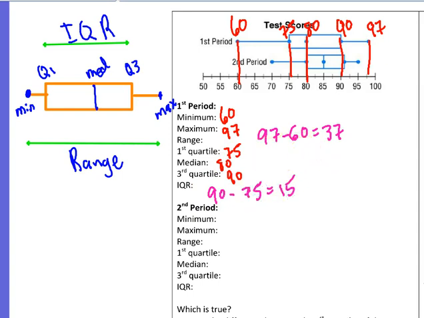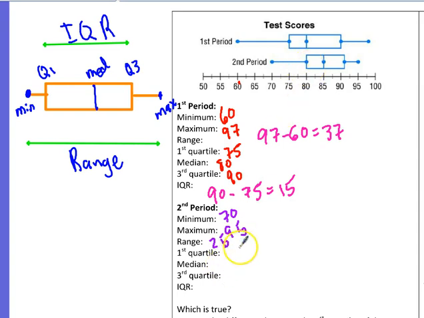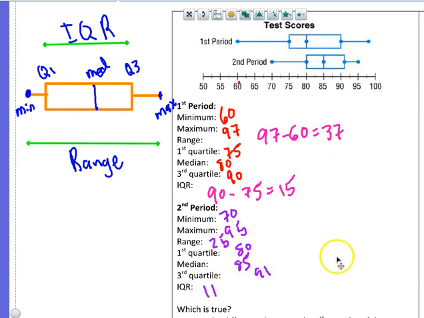Okay, so now I can get those quantities for second period as well. Let me erase so that you can see what I'm doing. The minimum is 70. The maximum is 95. The difference between those two is 25. The first quartile is 80. The middle is at 85. The third quartile, I'm going to call that 91. Okay, and now the difference between those quartiles is 11, because 91 minus 80 is 11.